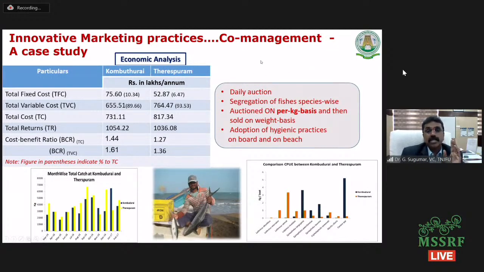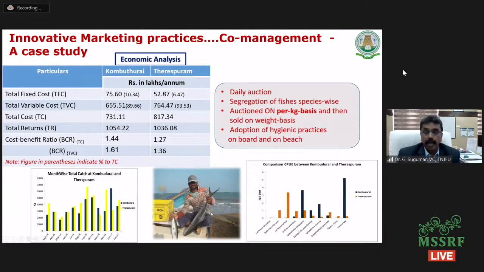Thank you. This is a documentation about a fishing village called Kombuthurai, where it is well managed. The fishermen are very well organized through societies, and when we made the study, we compared that village with a village about 20 kilometers away, where the fishing practices are slightly different because these people only go for line fish.